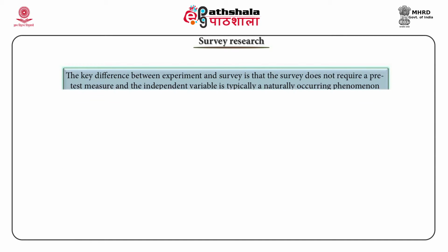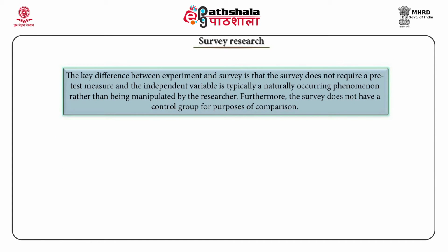The key difference between experiment and survey is that survey does not require a pre-test measure, and the independent variable is typically a naturally occurring phenomenon rather than being manipulated by the researcher. Furthermore, the survey does not have a control group for the purpose of comparison.